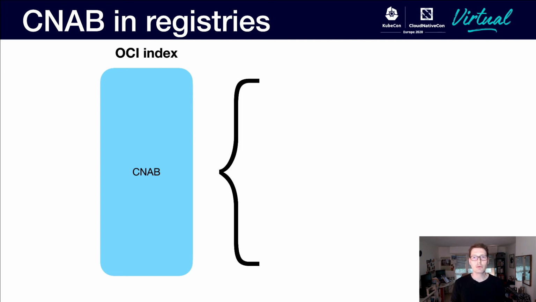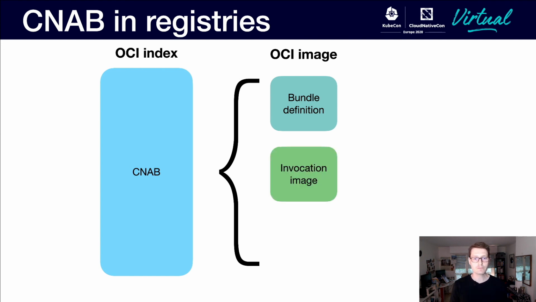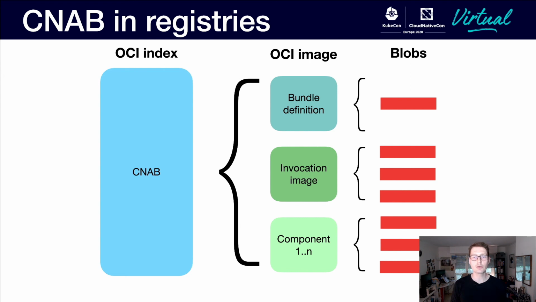From that index, we reference a bunch of objects. The first object is the bundle definition, so that's that bundle.json file. We reference the invocation image. In the CNAB case, or in the Porter case, this is just a container image. And then we also have the components from 1 to n. So depending on which components make up your application, we can also store those in the registry. Because of how those things are stored, they're OCI images, and each one of those will reference a list of blobs, which is just binary data that's stored as part of that.